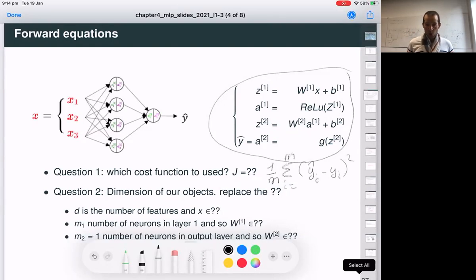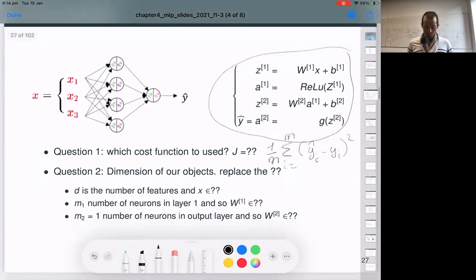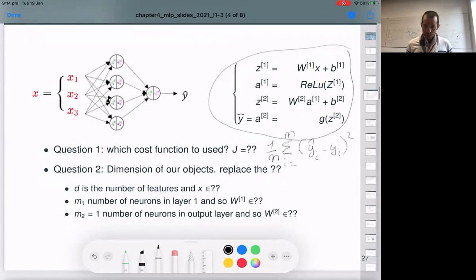Okay, and after, you have to deal with the dimension of each object. It will be easy for you now to understand, but try to do question 2 by yourself. We will not do it now, because we are a little bit far away. So this is your homework.